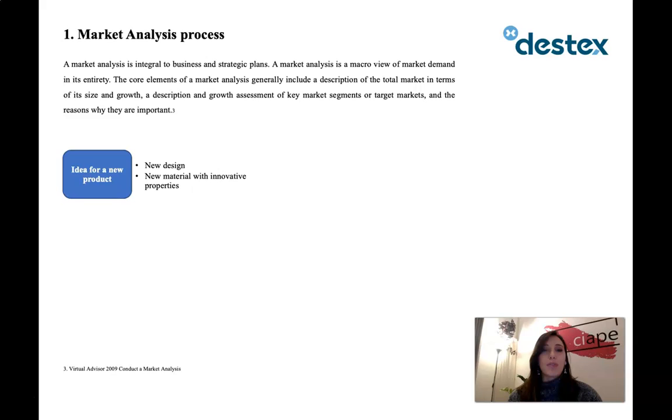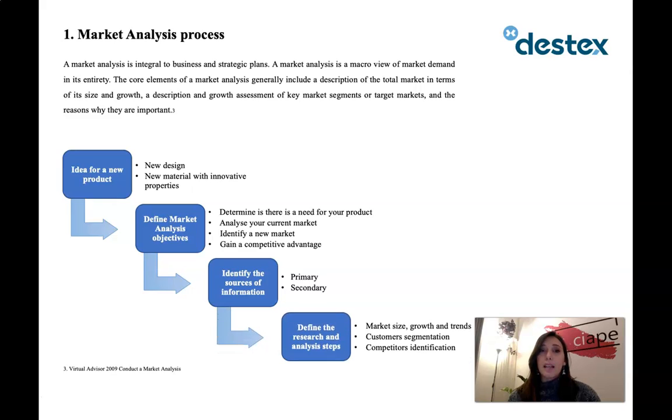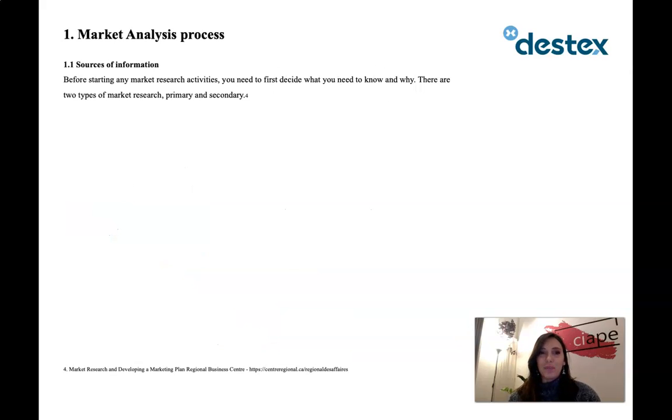Starting from the idea for a new product or a new design, we need to define the objectives of our market analysis. For example, to assess the real need for our product in the market. Then we need to identify our sources of information that can be primary or secondary. Finally, set up a clear analysis plan with identification of the different points to be touched: analysis of market size and trends, customer segmentation, competitors identification.